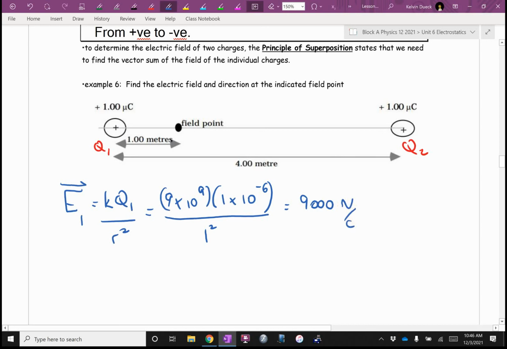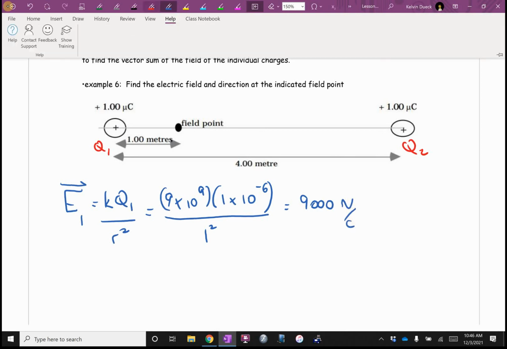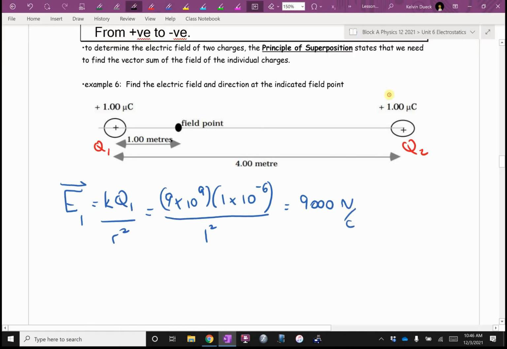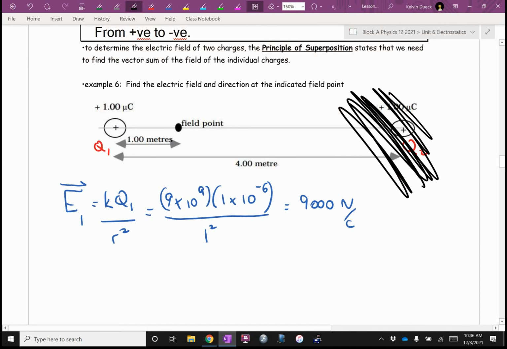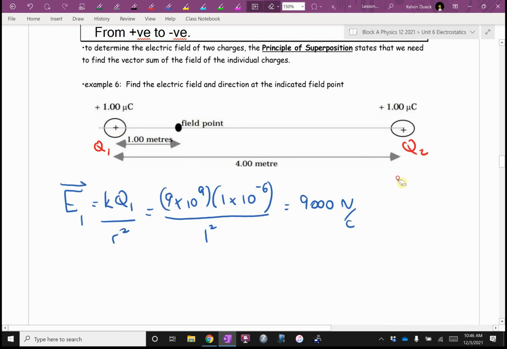Newtons per coulomb. Direction. So what we're doing now is we are imagining that this charge here doesn't exist at all. Which way would a positive sitting right there want to move if it could because of that charge Q1? Can I say east? Yes, if you want to say east, go ahead.